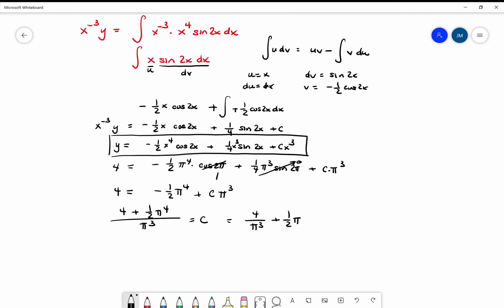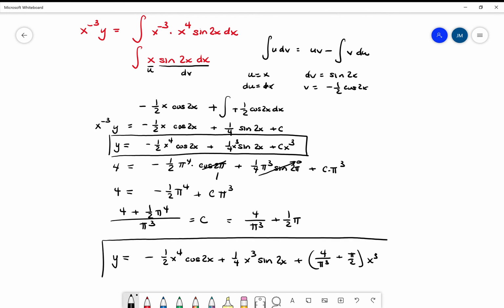So that means our final solution is y equals negative 1/2 x to the 4th cosine of 2x plus 1/4 x to the 3rd sine of 2x plus that quantity, 4 over pi to the 3rd plus pi over 2, just a big old constant, times x to the 3rd. This is a lot to write. And that solution will solve the differential equation and will also pass through the point (pi, 4).